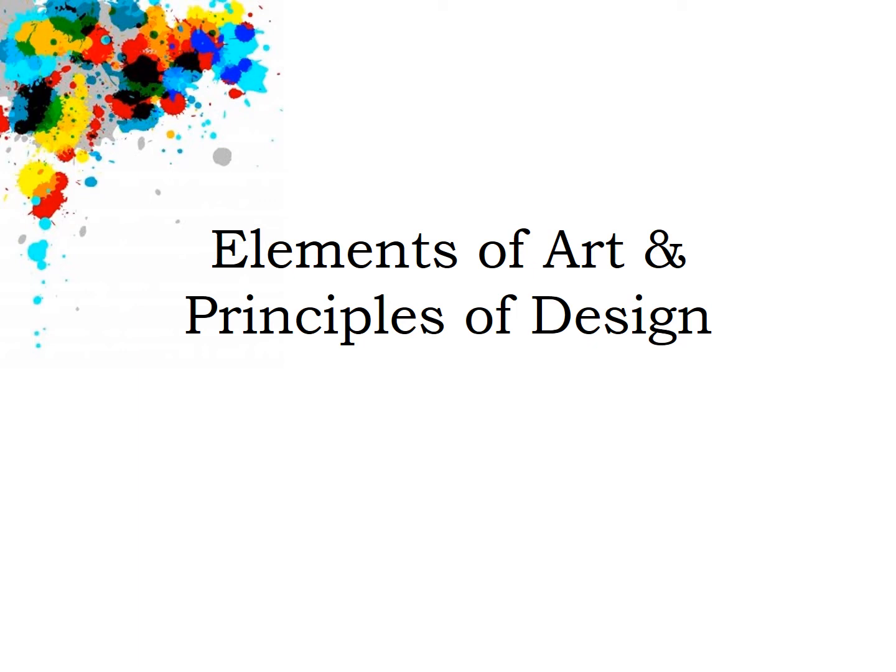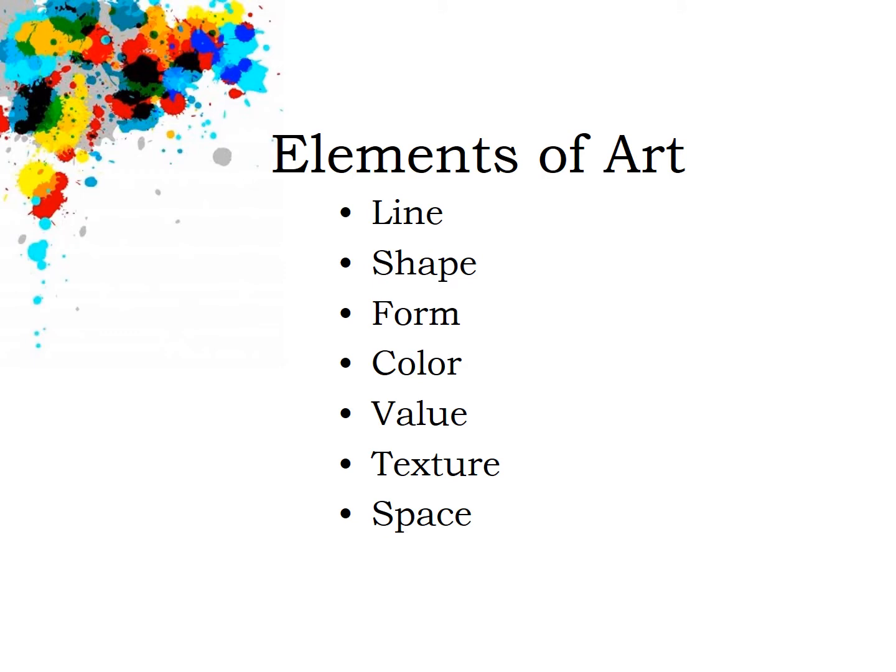Everybody. So today we are going to talk about the elements of art and principles of design. We're going to start with the elements of art. So there are 7 elements of art: line, shape, form, color, value, texture, and space.